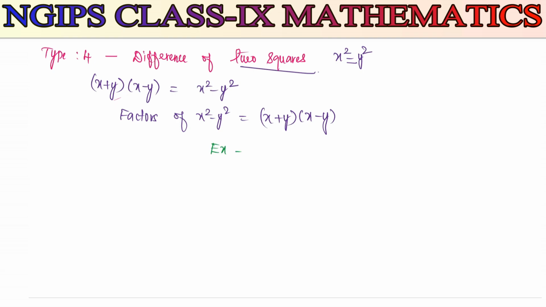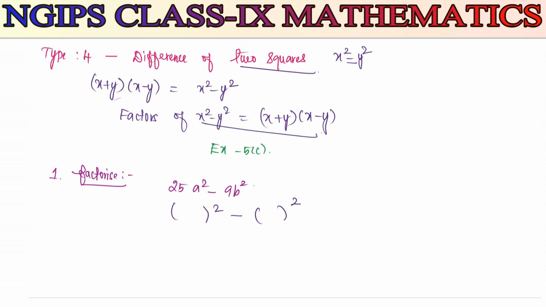Exercise 5c. Here we have the first one, we need to factorize the term 25a square minus 9b square. You need to remember the first term has to be a complete square, and the second term also has to be a complete square. Then only is it possible to apply the formula.